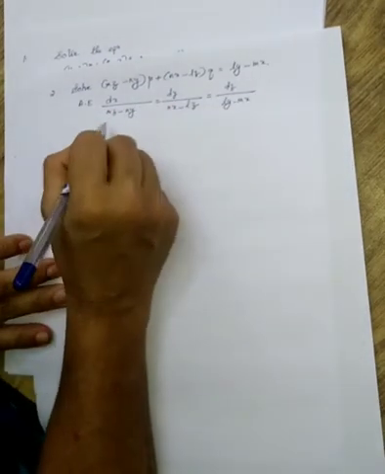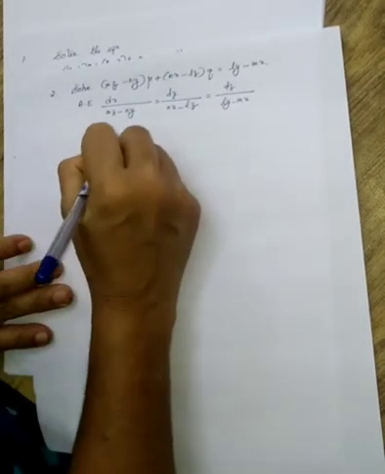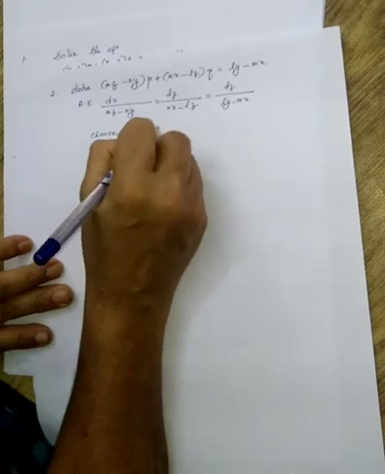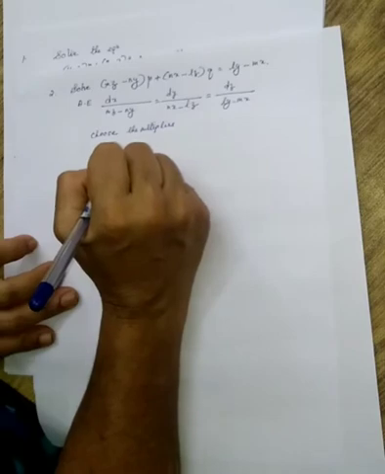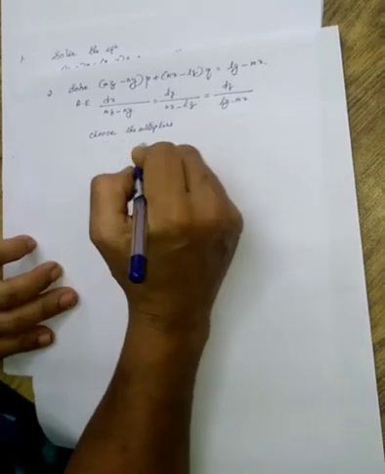So choose the multipliers. This is obtained by the trial and error method. You have to find P1, P2, P3 by the trial method.